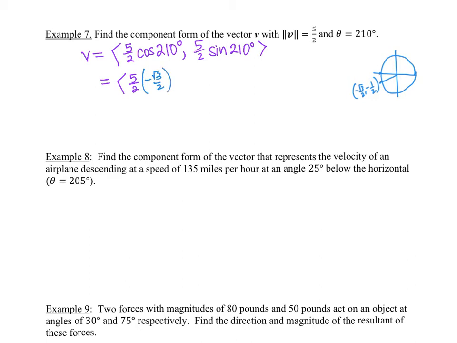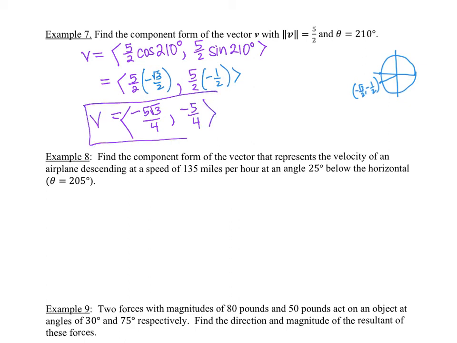So I'm really saying this is 5/2 times the cosine of 210, so times negative root 3 over 2, comma 5/2 times the sine of 210, which is negative 1/2. Then I am going to simplify this a little bit. Since it's a unit circle point, I can get a nicer answer. So v equals negative 5 root 3 over 4, comma, negative 5 over 4 in component form. And if I look at my component form, since it's negative, negative, it should be in quadrant 3, and my direction angle told me it was in quadrant 3, so that matches up and that's consistent.